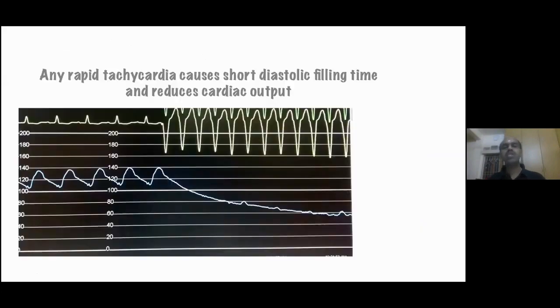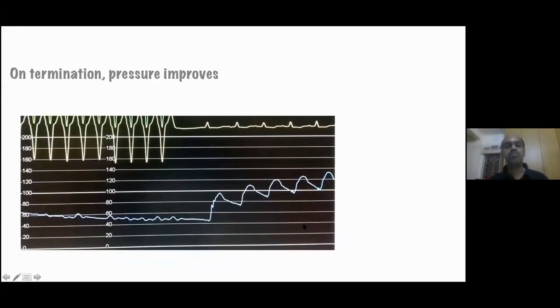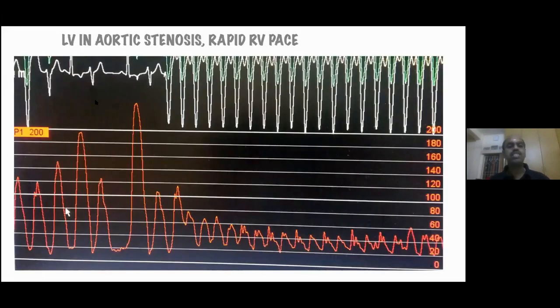Briefly going on to what is the effect of rhythm. Any rapid tachycardia will shorten the diastolic filling period and result in reduction of the stroke volume and reduction of the cardiac output. So a sustained ventricular tachycardia results in complete drop of the cardiac output, which resumes back to normal once the tachycardia is relieved. And this is basically the principle of rapid RV pacing in interventions that I mentioned earlier. So whenever there is a patient with severe aortic stenosis, in order to stabilize the balloon, this rapid ventricular pacing is adopted.